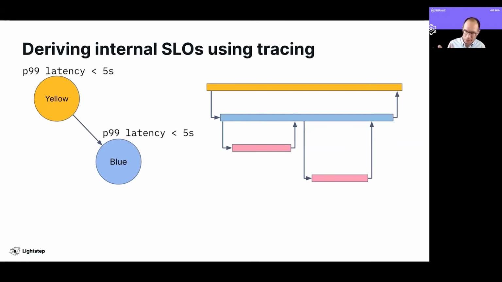And I'm cheating a little bit here. I probably should leave a little bit of buffer on either side, but you get the idea that our SLO is going to be pretty similar to theirs. And so for the example, I'm just writing 99th percentile latency has to be less than 5 seconds.